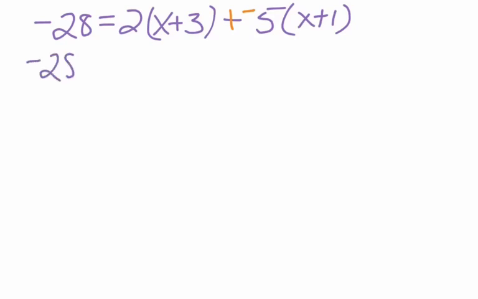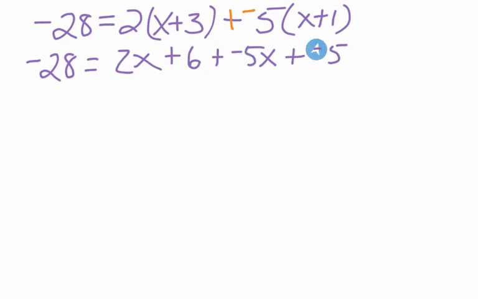Bring down whatever you're not working with. So if I'm not working with that negative 28, I'm going to bring it down. I'm not going to forget about it. 2 times x is 2x. 2 times 3 is 6. Now we've got negative 5 times x is negative 5x. And negative 5 times 1 is negative 5. In either of these places where I have written plus a negative, you could write a minus sign. So I'm just going to go ahead and rewrite that. I personally, for my students, do not care.